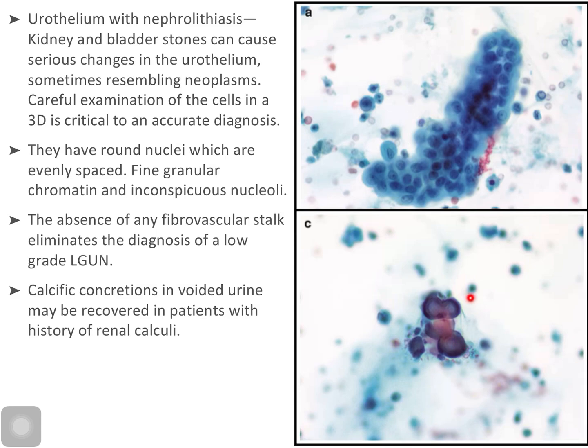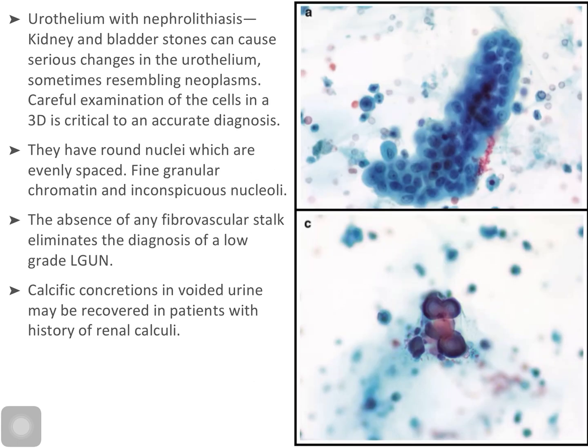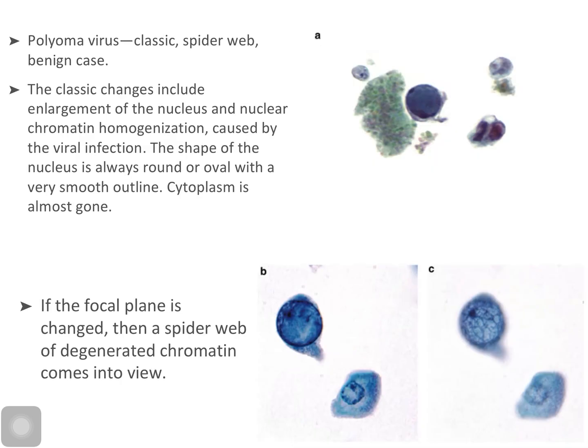Calcific concretions in voided urine may be recovered in patients with a history of renal calculi, which gives us a diagnosis of urothelium with nephrolithiasis. Coming to the next entity, that is the polyoma virus.